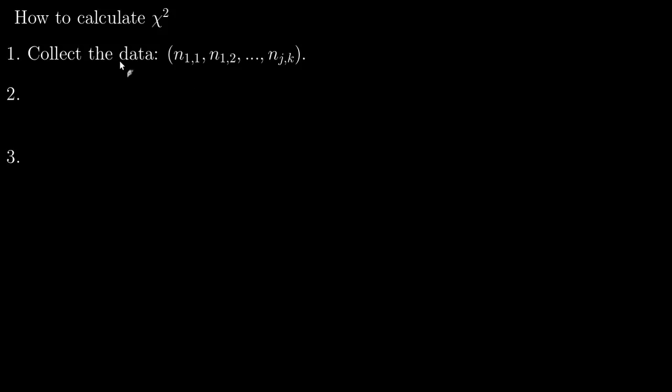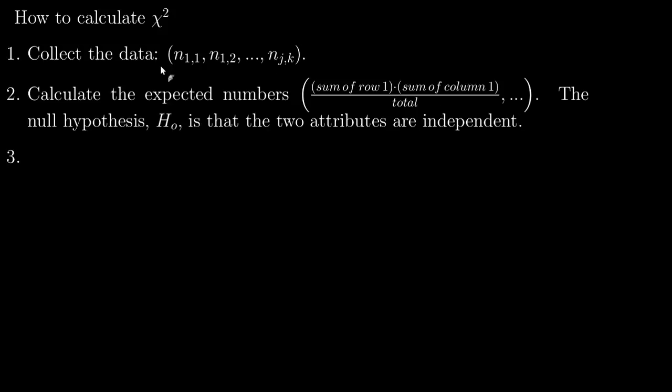The first thing I need to do is collect all the data. Again, I'm going to put this in a matrix. So I have the two coordinates, row 1, column 1, row 1, column 2, all the way to the jth row and kth column. Then I'm going to calculate the expected numbers in the matrix, and that's going to be the sum of row 1 times the sum of column 1 over the total, the sum of row 1 times the sum of column 2 over the total. And I guess the explanation for this is the following.